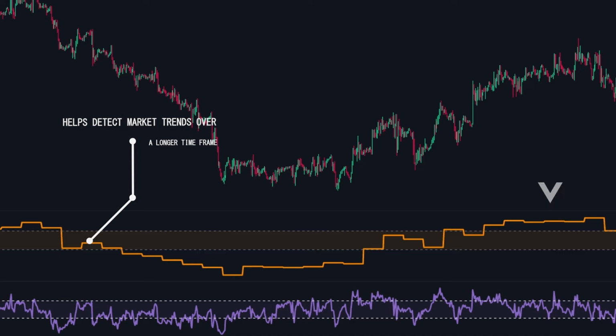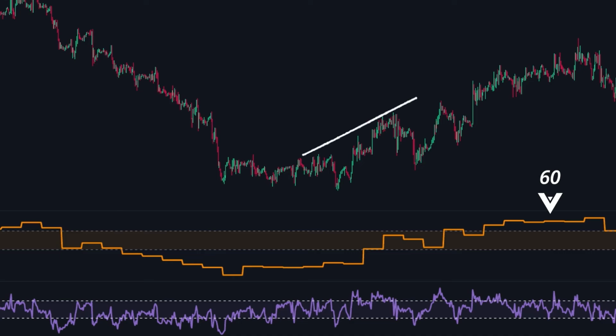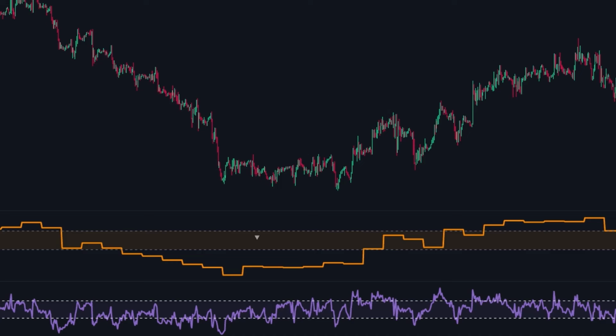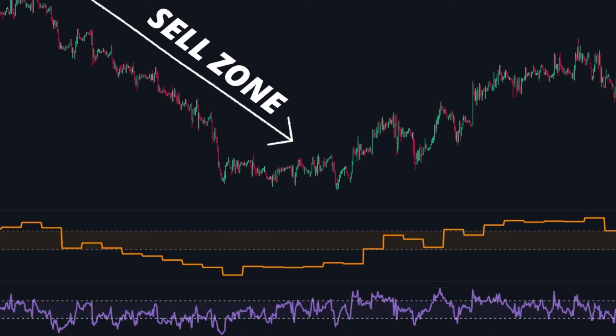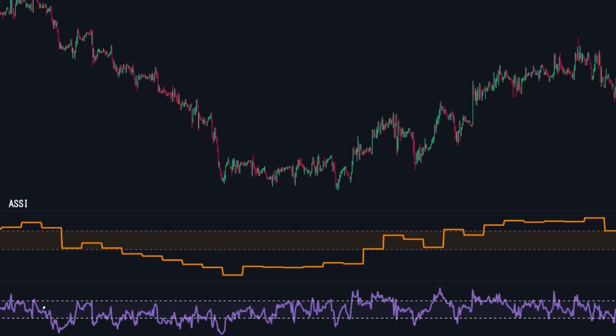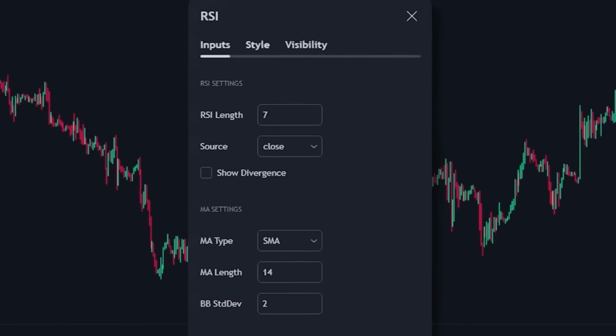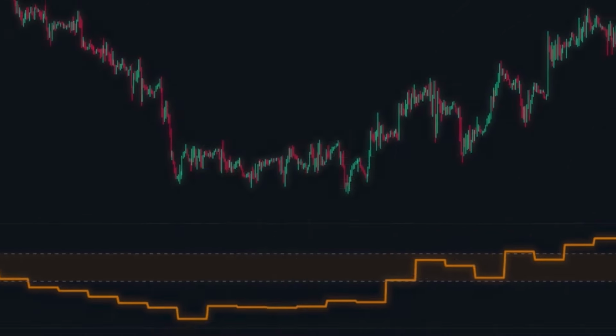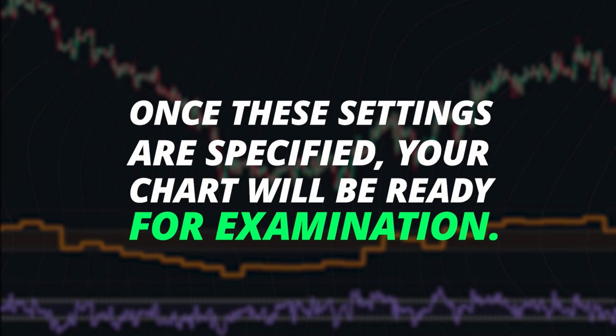The orange RSI will help you detect the market trend over a longer time frame. If the RSI is over 60, the price is deemed to be in an uptrend, so we will look for buying chances. If the RSI falls below 40, the price is considered to be in a downtrend, and we will search for selling chances. The second RSI will assist us pinpoint entry points. For the second RSI, set the period to 7 and the overbought and oversold thresholds to 60 and 40 respectively. Once these settings are specified, your chart will be ready for examination.